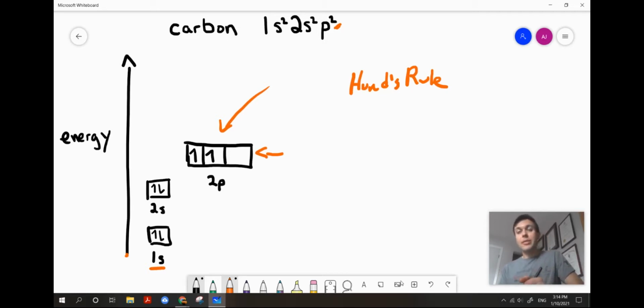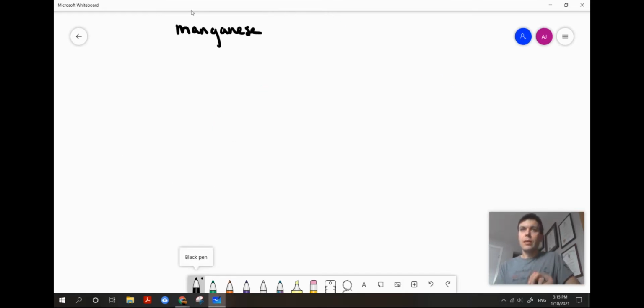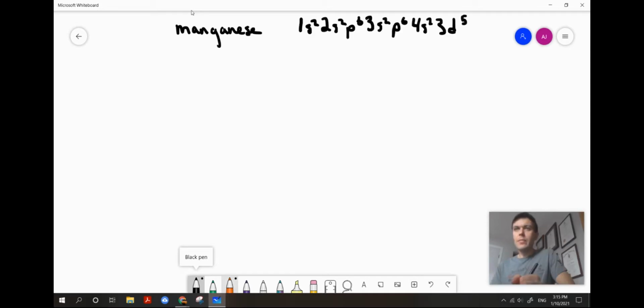Let's now look at another example and build an orbital box diagram or an energy level diagram from scratch. Let's look at an orbital box diagram for manganese. As practice, why don't you pause the video right now and write out the electron configuration for manganese. Here's an electron configuration for manganese.